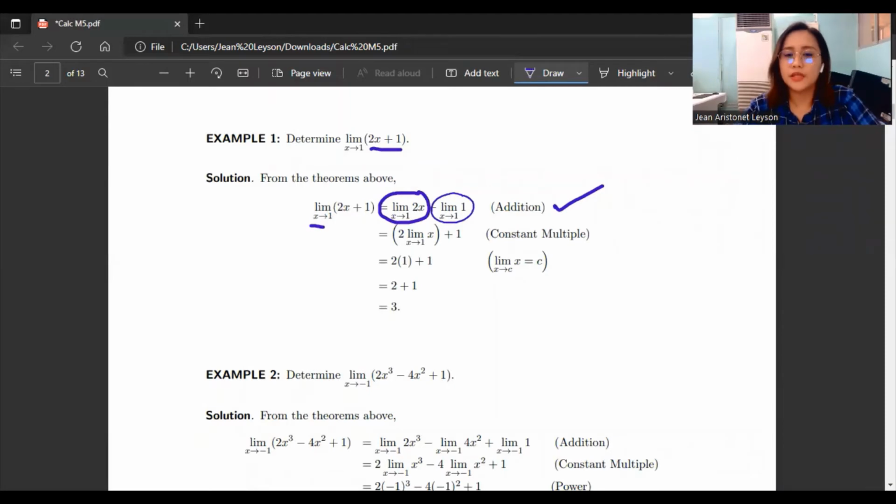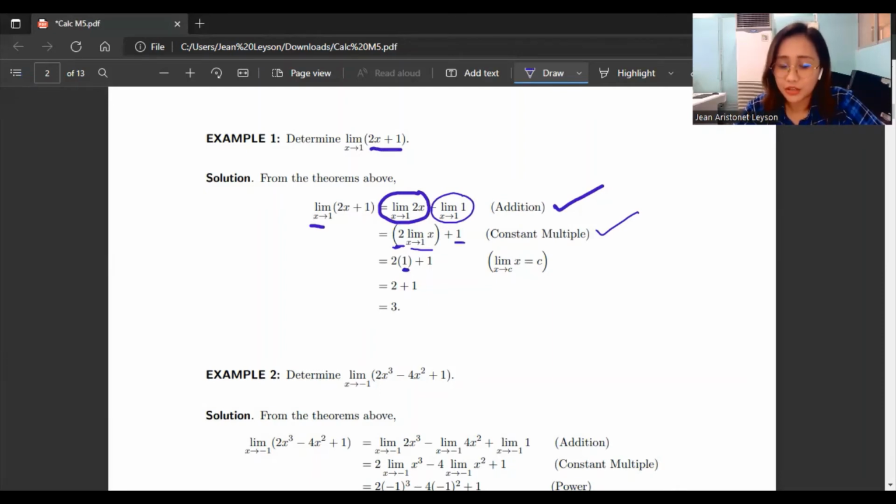So there. Now, for the first term, we can use the constant multiple theorem. Since we have the constant 2, we put that outside or place that outside or before the limit. So we have 2 right there, you can see. Then evaluate the limit of x as x approaches 1. We can apply the substitution theorem or substitution rule. Since we know that x is 1, so that's why this became 1.